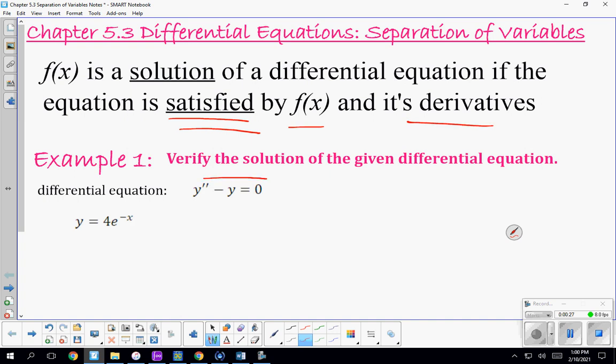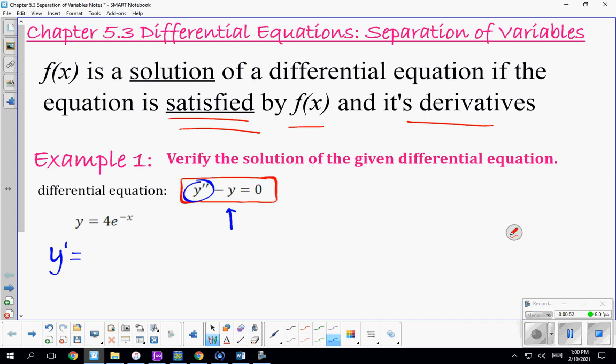Here we're given a differential equation. It involves a second derivative and an original function. To be sure that this is the solution, we can plug in these unknown values. We're going to plug in y right here, and then we still need to find the second derivative. If I start with this solution, in order to find the second derivative, I just have to differentiate twice.